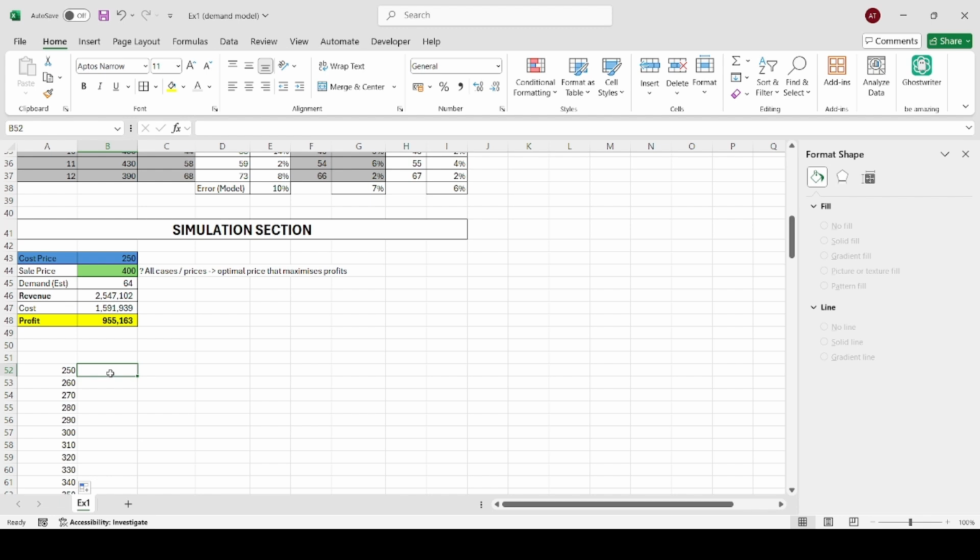That's going to be 0, right? What about if we sell at 260? What about if we sell at 280? I mean, you can manually calculate that. You can put it in there, 280, then copy this down, or create this formula.